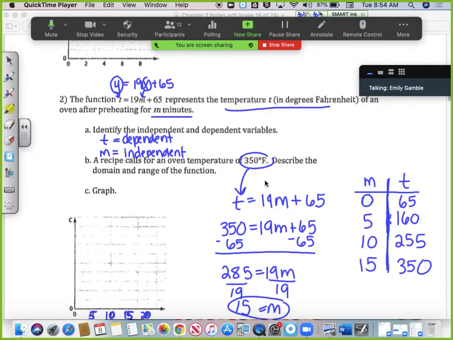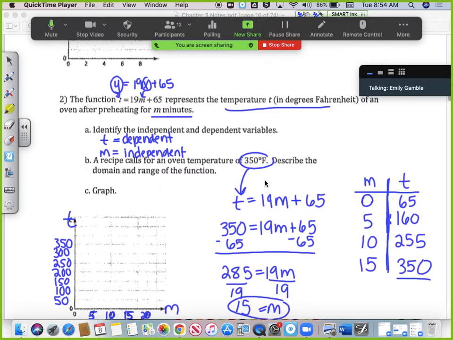Then for this axis here, which is labeled wrong, this should be M for minutes, and this should be T for temperature. I need to go all the way up to 350. That is the largest one. Thinking about how that's a pretty big number, you might want to go by maybe 50s. That should work. So going by 50s: 50, 100, 150, 200, 250, 300, and 350.